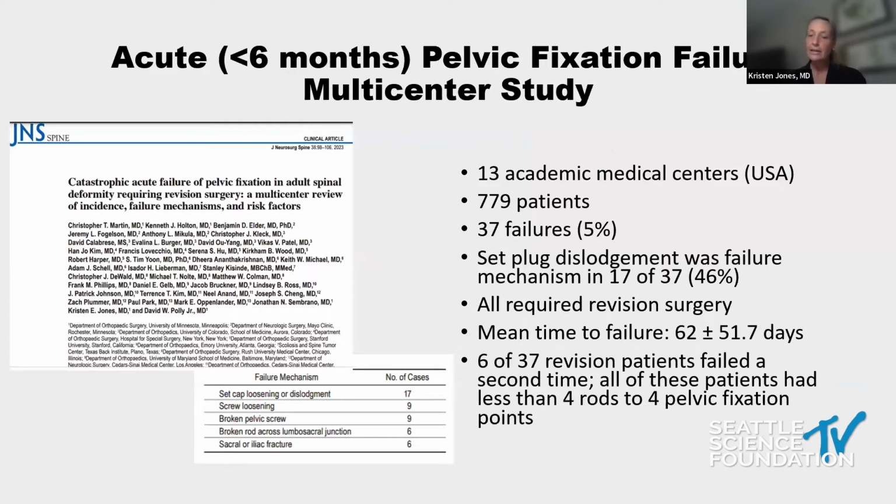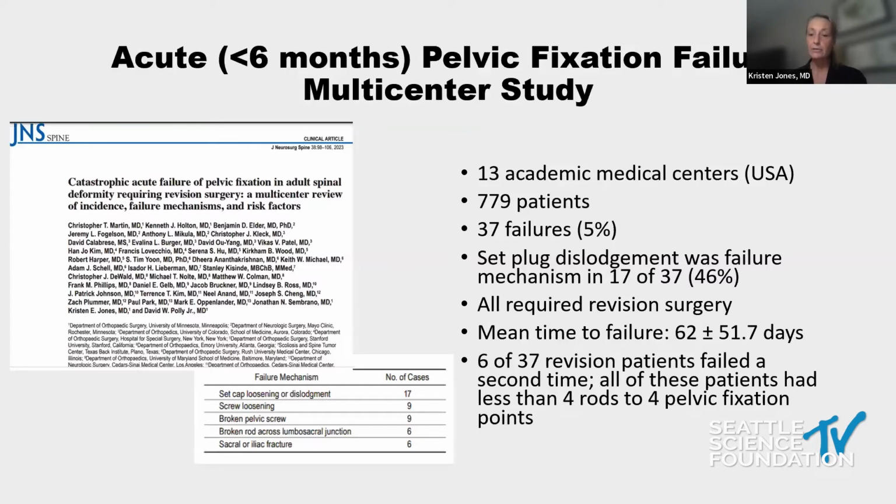It's strong enough and deep enough and wide enough, but the set plug is a mechanism of failure, particularly in open tulip screws. We noticed that in our own center and published it, and then we thought, well, we should do a multi-center analysis of this. Maybe we're just really bad surgeons. So we engaged 13 academic medical centers across the United States, and we found the same rate of acute failure within 6 months.